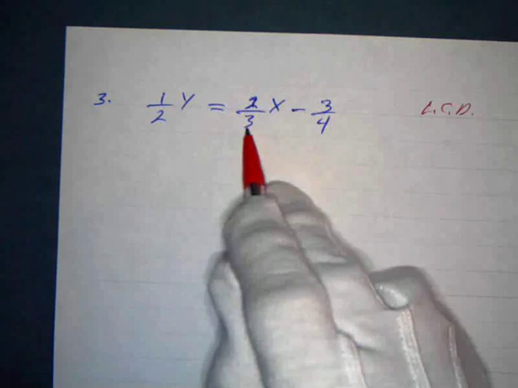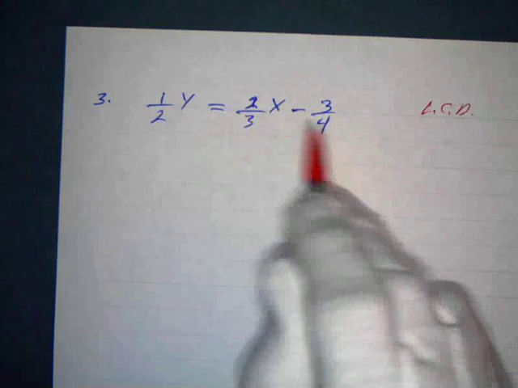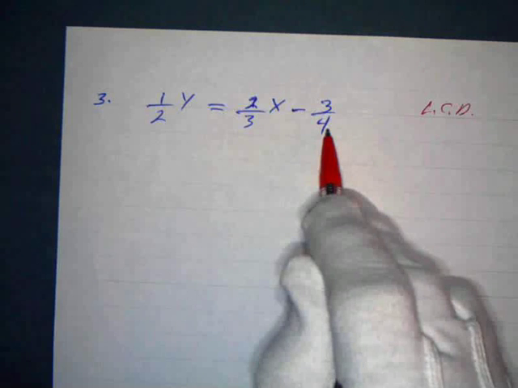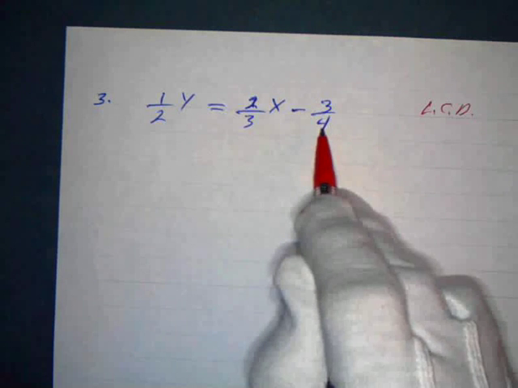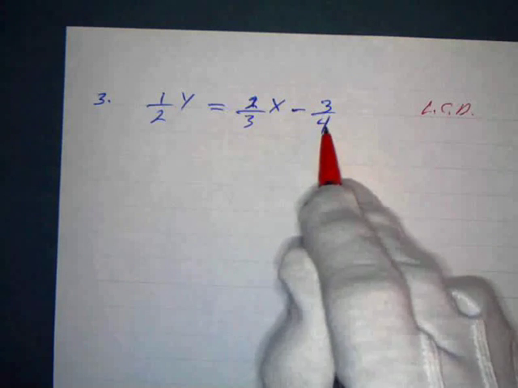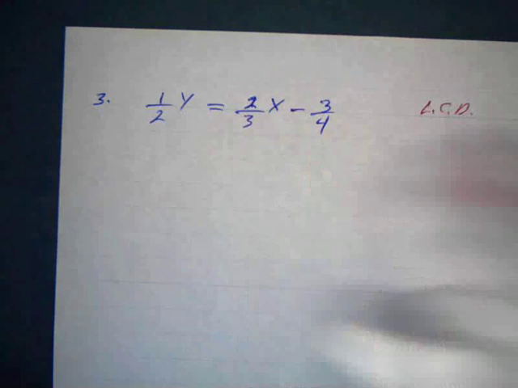And does 3 go into 4? No. Then I try twice the largest one. Does 3 go into 8? No. Then I try 3 times the largest one. And I keep doing that till I find a multiple of the largest denominator that the other two divide into evenly. So if I try 3 times 4, I get 12. Does 3 go into 12? Yes. Does 2 go into 12? Yes. So that's my least common denominator.